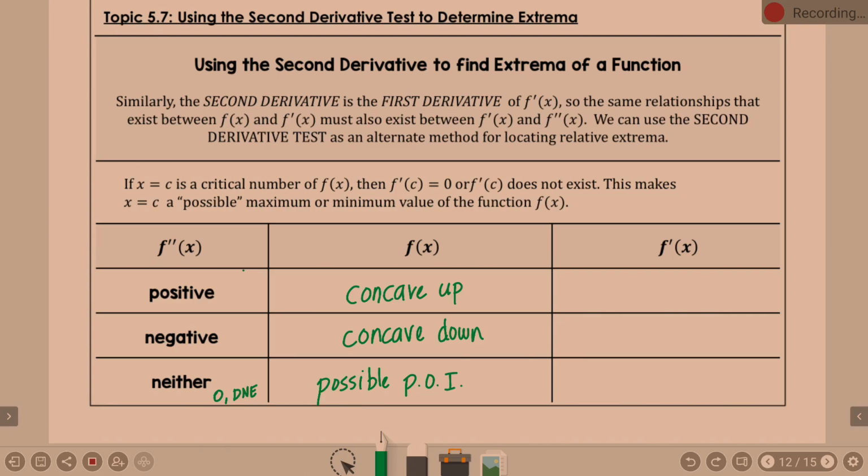Now, let's relate to first derivative. Okay? If your second derivative is positive, what is the first derivative? And this is kind of the same idea as if we were talking, if the first derivative is positive, what do we know about the original graph? If the first derivative is positive, the original graph is increasing. So here, same relation. If the second derivative is positive, the first derivative is increasing.